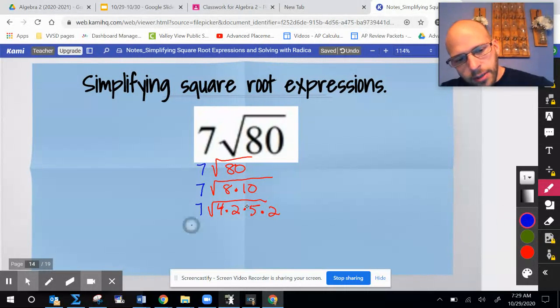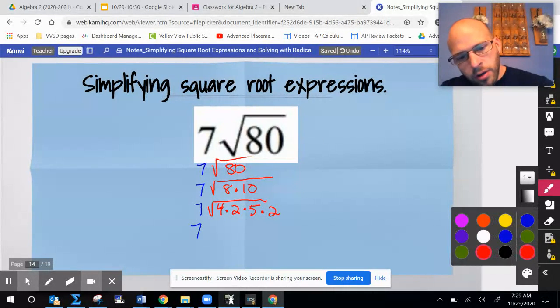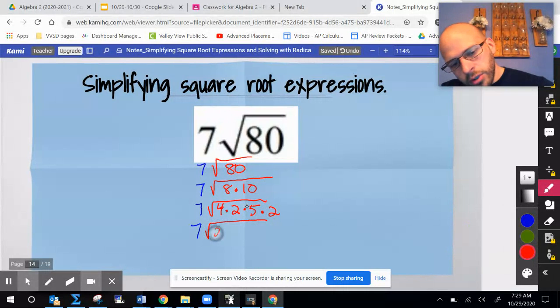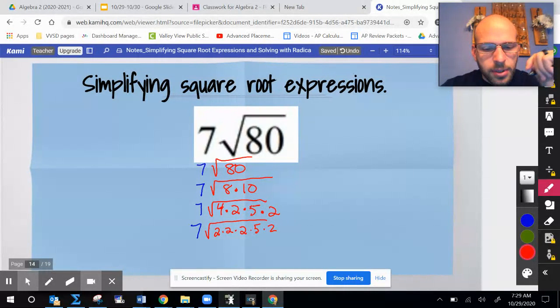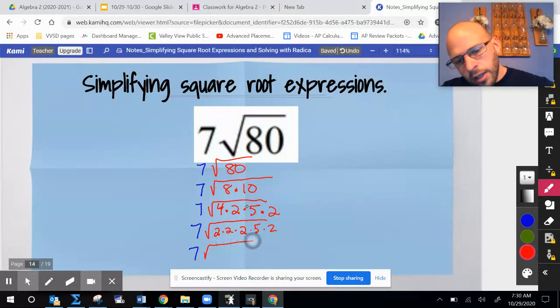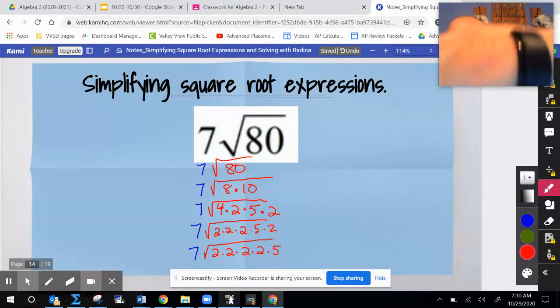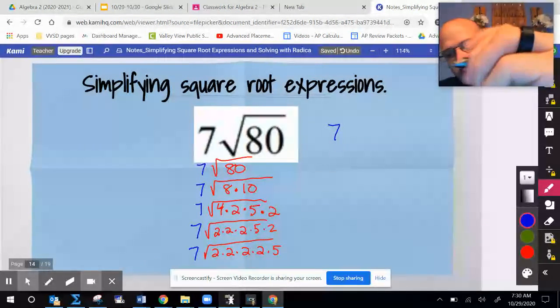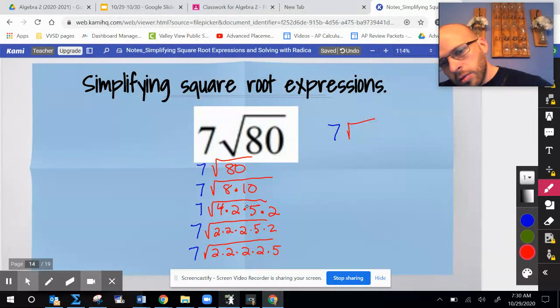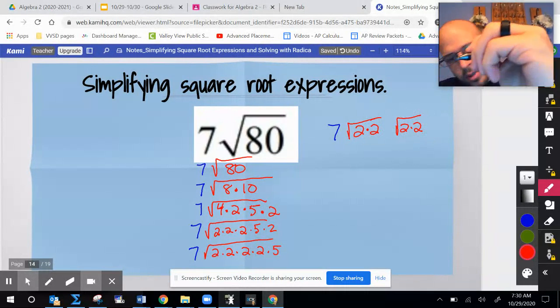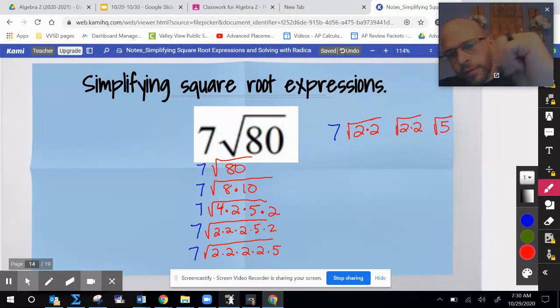And I'm pretty sure I can break the 4 down. So let's break it all the way down here. So 4 is 2 times 2. Right? Trying to be nice and neat. I am going to write that in order. So I have 4 2's. And now I'm going to break it apart, right? So I'm going to give myself more room off to the side here. But I have a square root of 2 times square root of 2. A square root of 2 times square root of 2. And then a square root of 5.